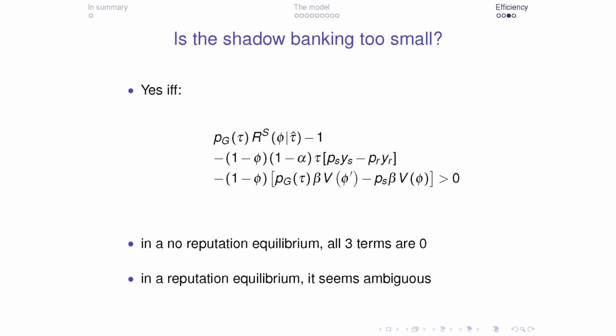Okay? So if we are in a no reputation equilibrium, so tau is 0, then you can see that all these terms disappear. This is 0 equal to 0, and the financing choice is going to be efficient. If instead we are in a reputation equilibrium, the sign seems ambiguous. I haven't done numerical examples, but it seems it could go both ways.